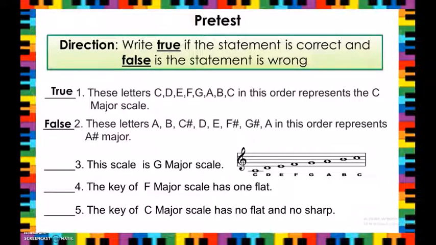Now let's go to number 3. This scale is G major scale. Is it true or false? What is your answer? Yes, it is false. Number 4. The key of F major scale has one flat. Is it true or false? What is your answer? Correct, it is true. Now, let's go to number 5. The key of C major scale has no flat and no sharp. Is it true or false? What is your answer? Very good, it is true.